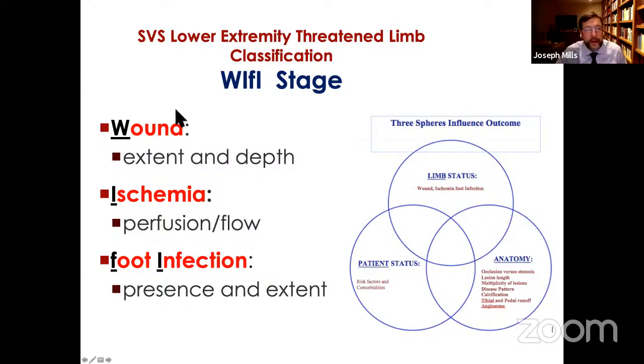So then you come to, how do we do this? So we have wounds. What extent are they? How deep are they? We have ischemia. How ischemic is the extremity? And then we have, is there infection present and how severe is it?